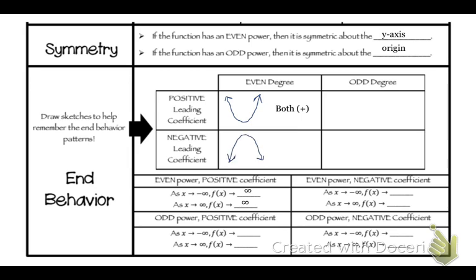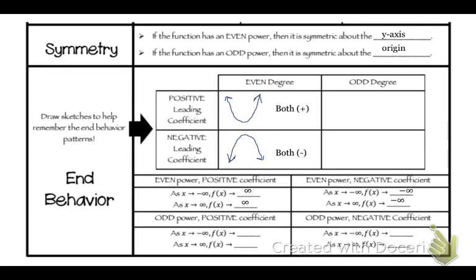Okay? Now, if it's even and it's negative, they're both negative. They both go down. So as x goes to negative infinity, f of x goes to negative infinity. And as x goes to positive infinity, f of x goes to negative infinity.